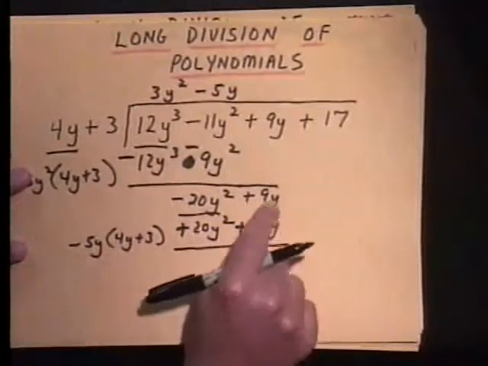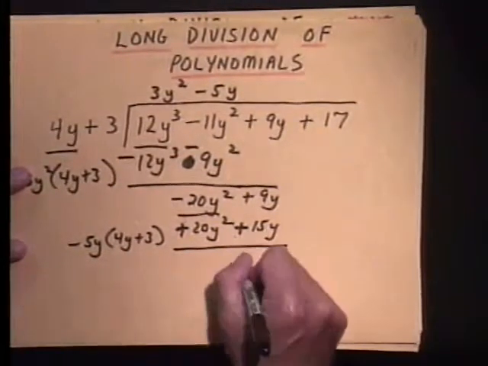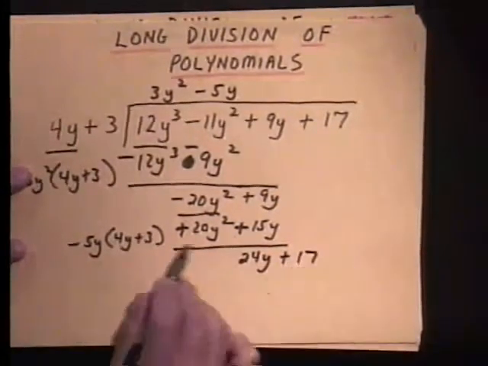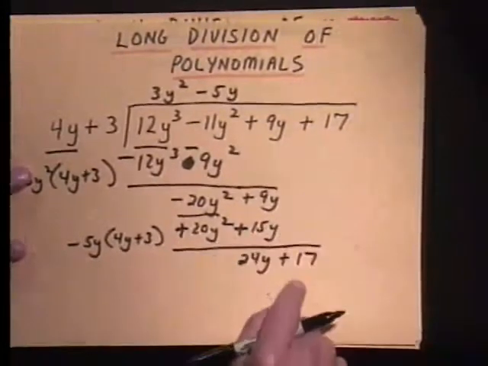All right, how many y's we bringing down, Young? 9 and 15, last time I checked. 24y, and then I need to bring this 17 down. Now this is when students ask me, Young, when do we know we're done? Well, when you get to this last number down here, you're done. Stick a fork in it.